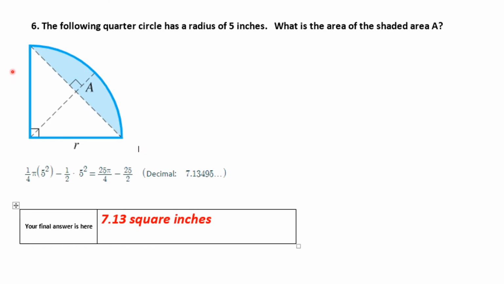The radius of this quarter circle is 5, so this side is 5 and this side is 5. We're to find the area of this shaded area, and it's a quarter of a circle, so the area of the big sector, in fact, is going to be 1/4 pi r squared. And we're going to subtract off the area of this triangle. It's an isosceles triangle of side 5, so it's 1/2 times 5 squared. And we do the arithmetic, and the final answer should be 7.13 square inches.